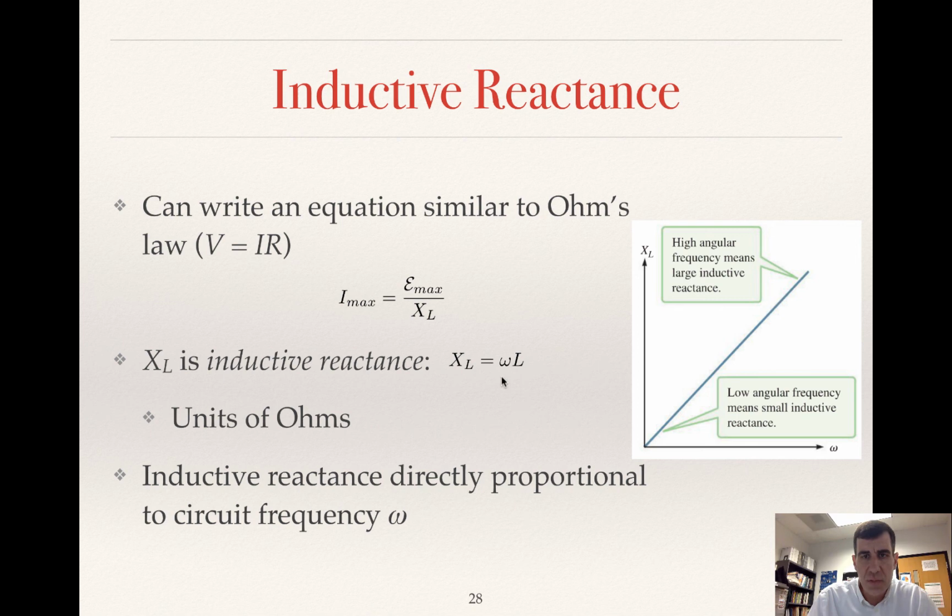Again, the thing to point out here is that the inductive reactance is directly proportional to the frequency omega. As the frequency gets larger, the inductive reactance gets larger. If the frequency is small, then the inductive reactance is small. So basically, as omega goes to 0, the inductive reactance goes to 0, and your inductor just behaves like a wire.